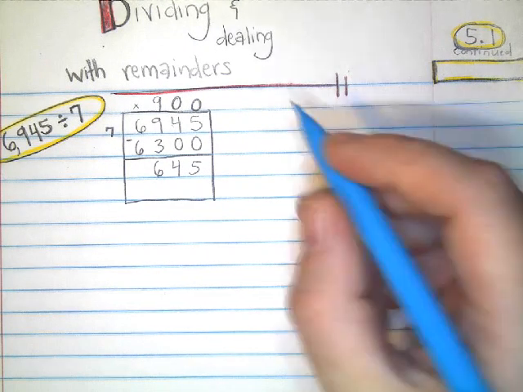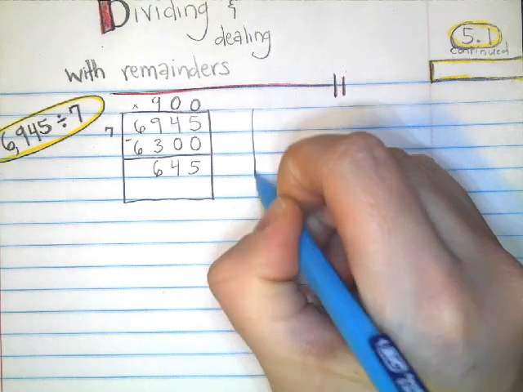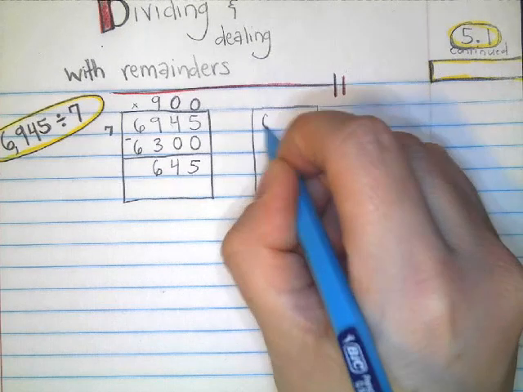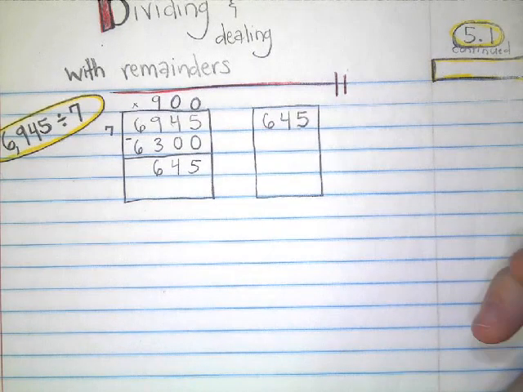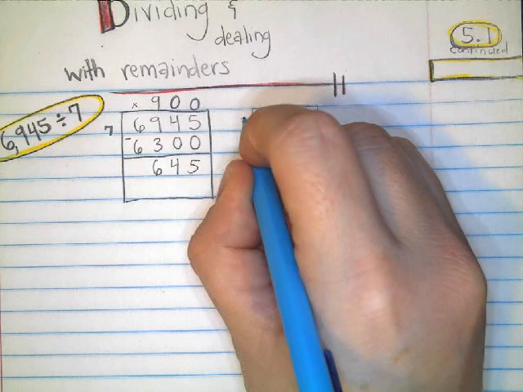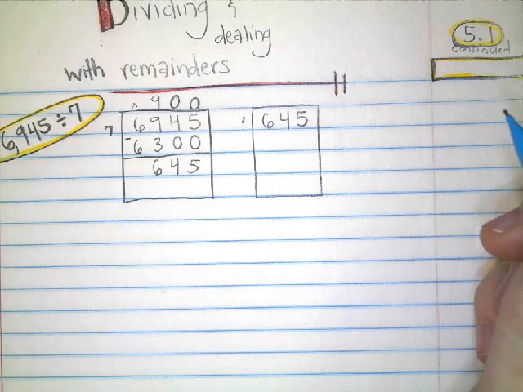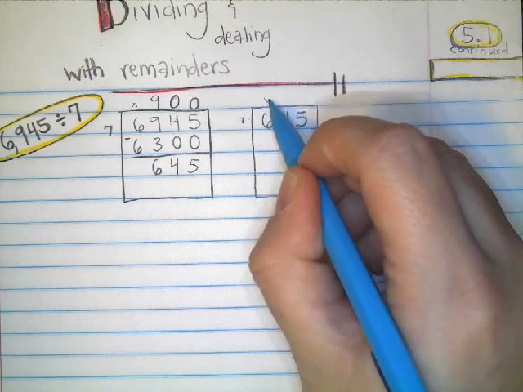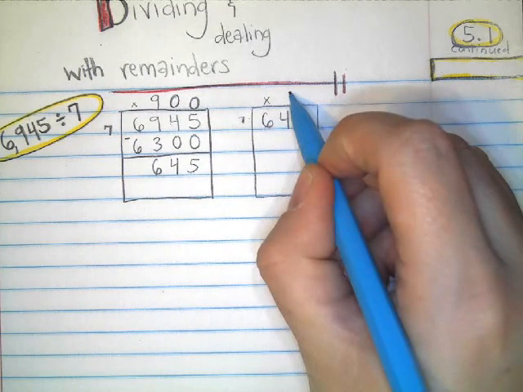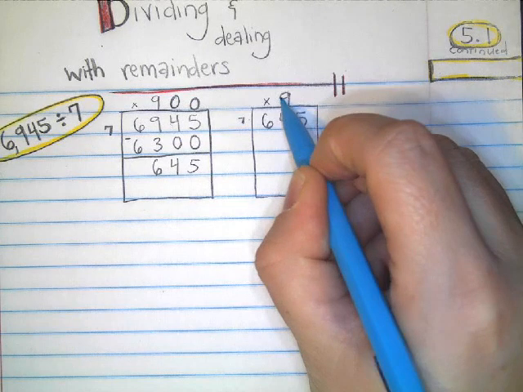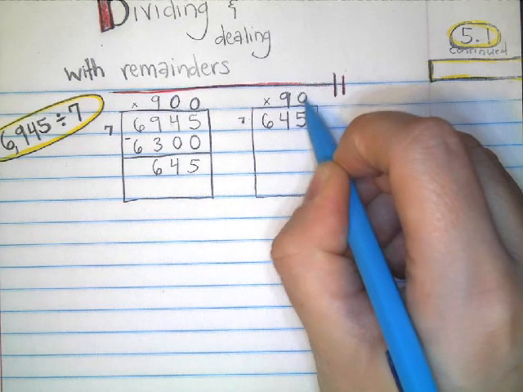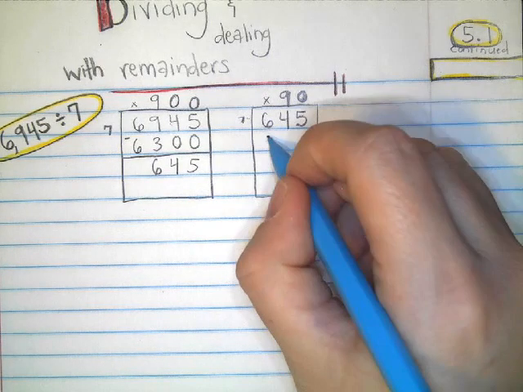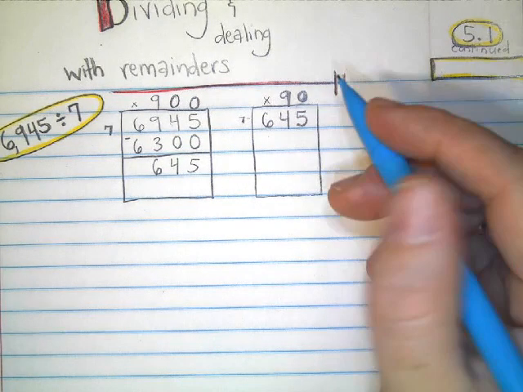So I move it into a new box. Divisor still 7. 7 won't go into 6, so you place an X above the 6. You just start the process all over again. 7 goes into 64 9 times, because that would be 63, but you have a 0 as well, so it's 90 times. 7 goes into 645 90 times, and then 63 with a 0, so you write it under the 645.